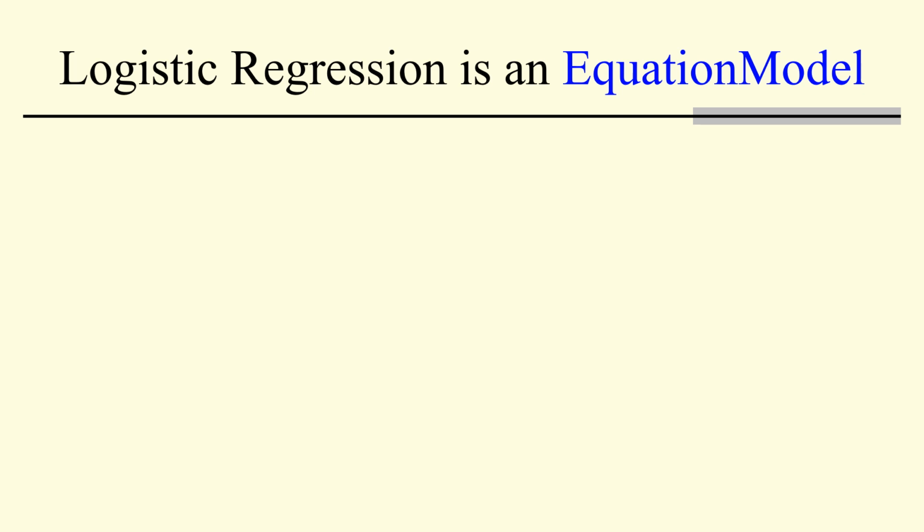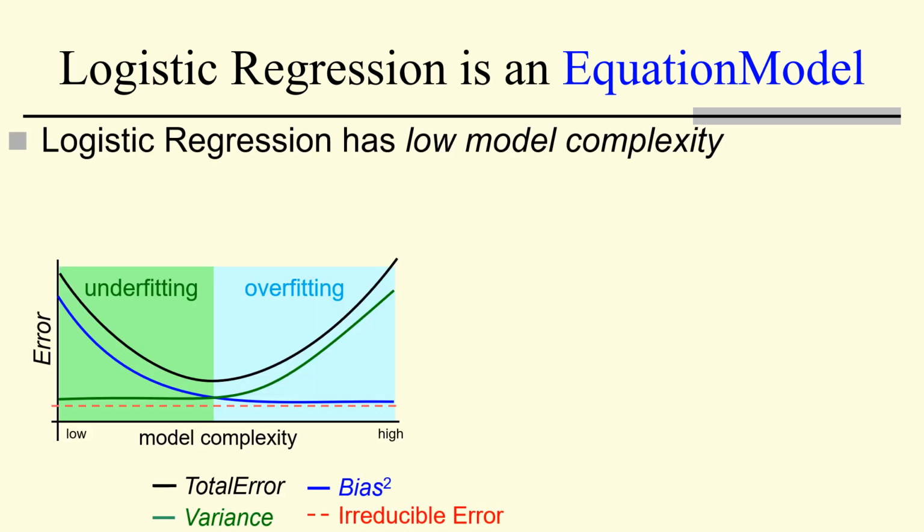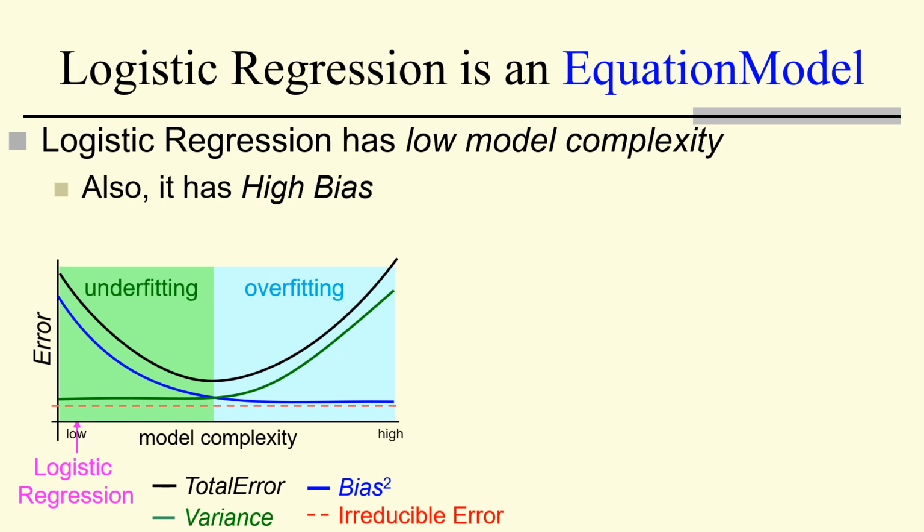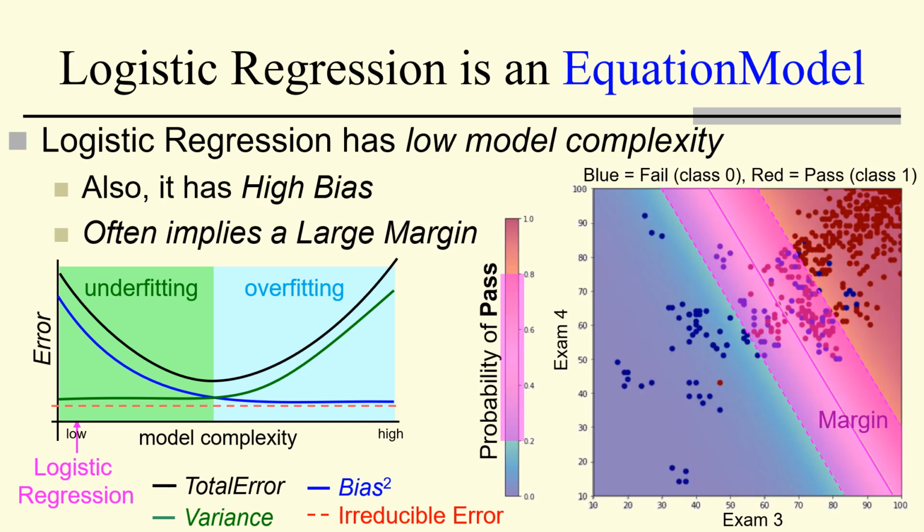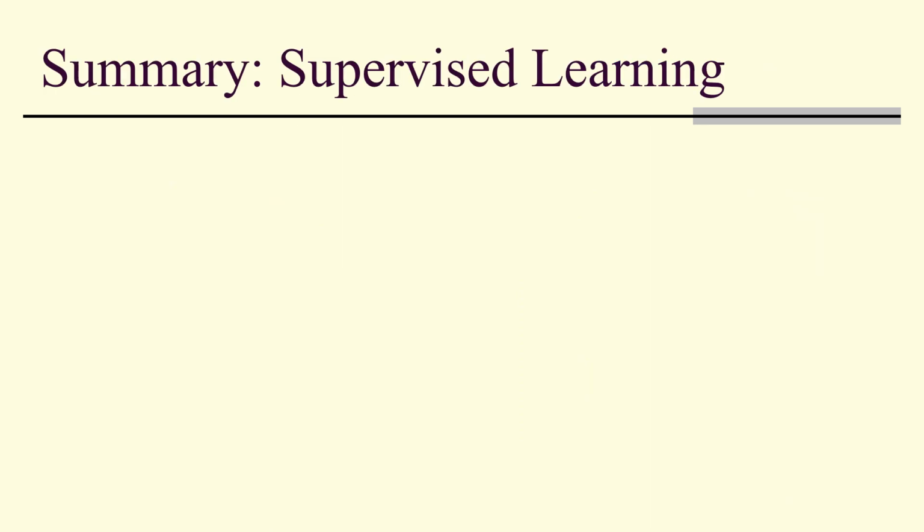So logistic regression is an equation model. It has low model complexity, and it has high bias, often implies a large margin. And that's why we see this margin being so large as it is.